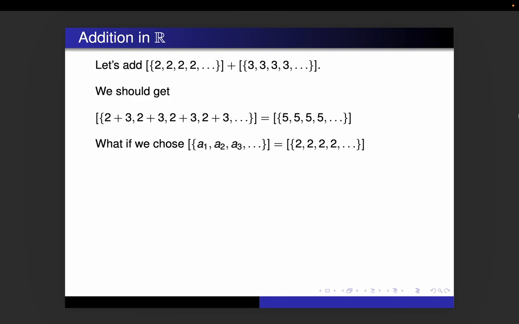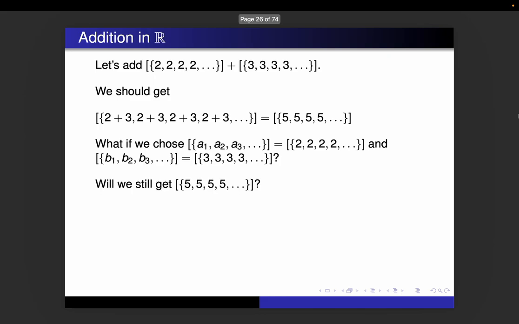So the question is, what if we chose a different Cauchy sequence that represents the number 2? And I'm not even going to tell you what the numbers are. I'm just going to tell you that it's a random Cauchy sequence that I chose that represents the number 2, and another one, b1, b2, b3, that represents the number 3. How do I know when I add those together that I don't get a different answer? Well, we have to check it out. Will we still get the same equivalence class when we add those two together?